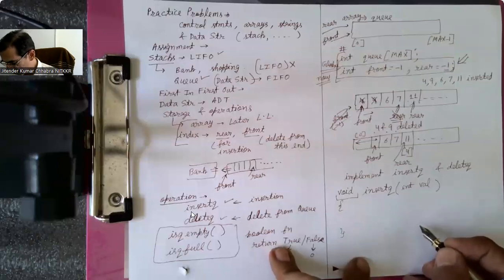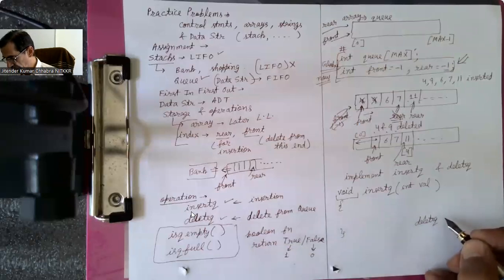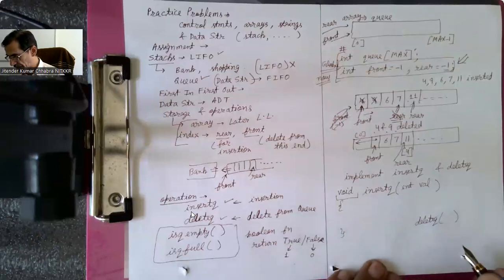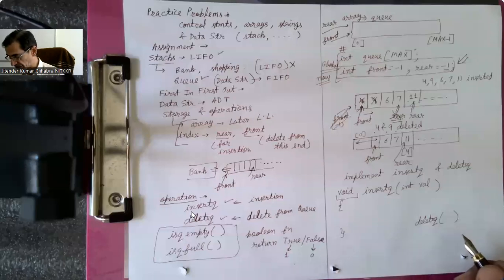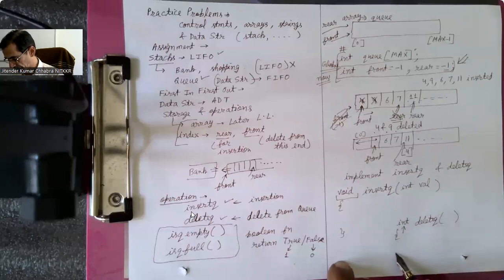Similarly, if I want to write a delete queue, deletion from the queue will mean no parameters to be supplied because nothing else outside is to be told for deletion, and the deleted element is to be returned. So I will say, in this case, that the return type is int. So I will be writing int delete queue.